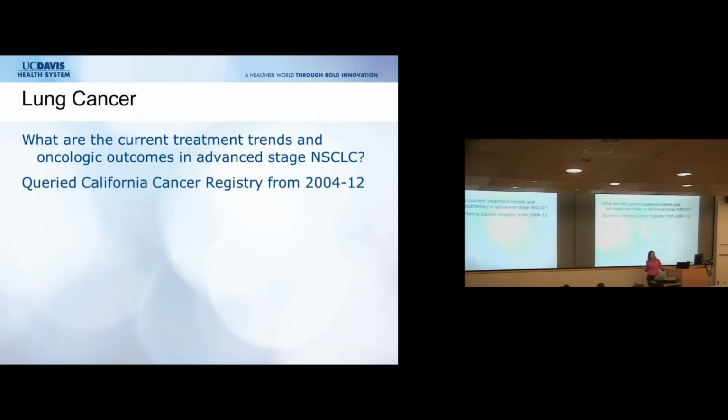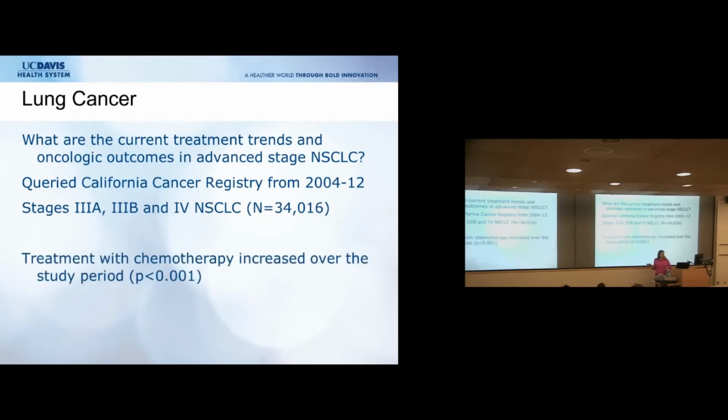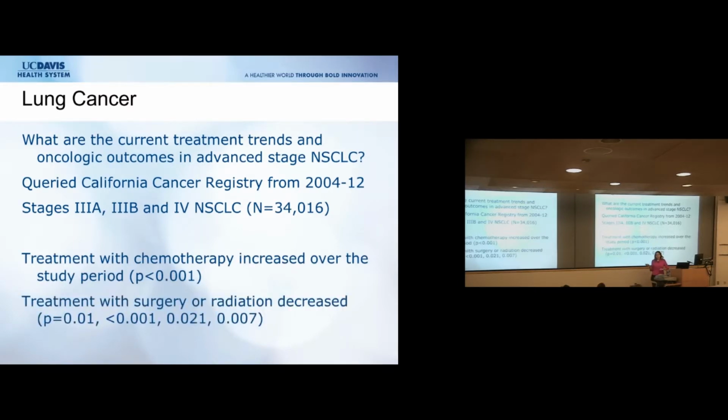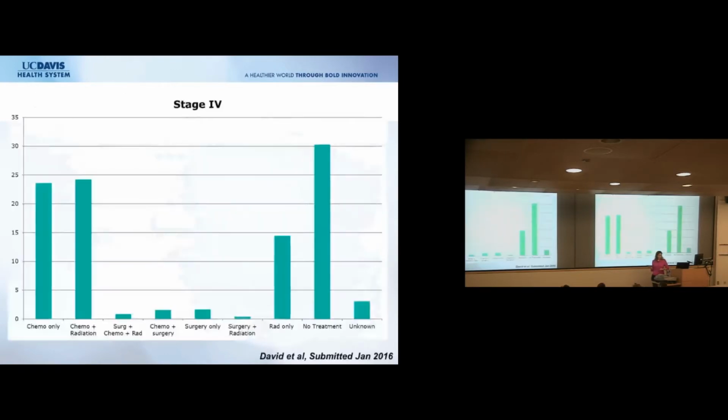So we looked at the California Cancer Registry from 2004 to 2012, and we identified 34,000 patients with advanced stage lung cancer. What we found was that treatment with chemotherapy increased over the study period, and that treatment with surgery or radiation actually decreased over the time frame.